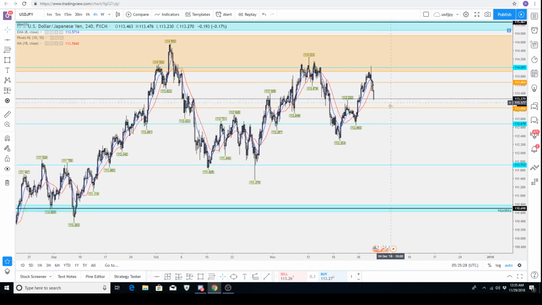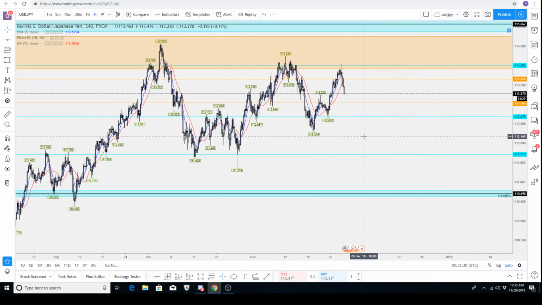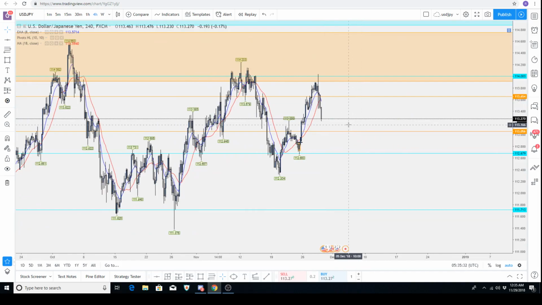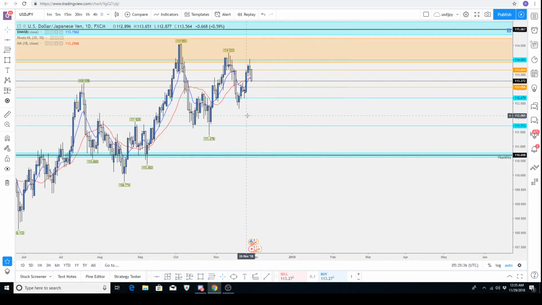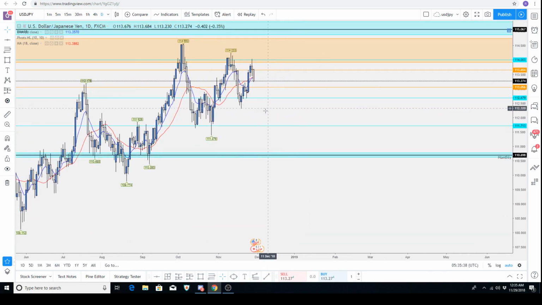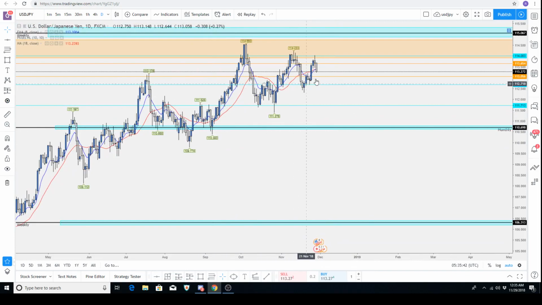So that's how you would pretty much clean up your chart, set up support and resistance, and so on. Now I'm going to break down UJ and my thoughts. Currently, as you can see, one of two things is happening. The market is still uptrending, right? We're making higher highs, higher lows.